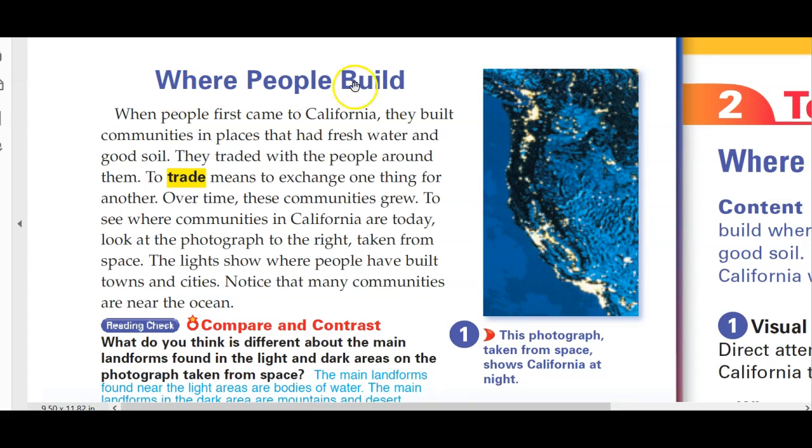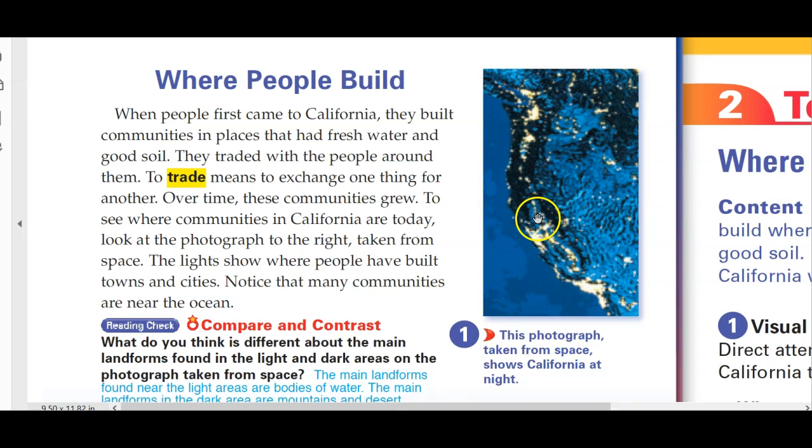So where people build. Okay. When people first came to California, they built communities in places that have fresh water and good soil. They traded with people around them. To trade means to exchange one thing for another. Okay? So when you're trading Pokemon cards, right? Over time, these communities grew. To see where communities in California are today, look at the photograph to the right here.